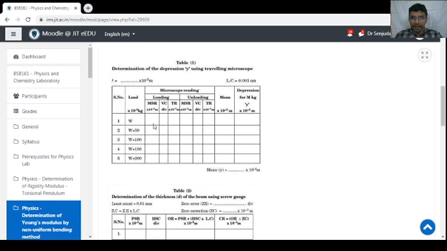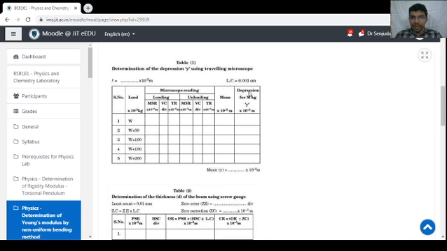In each and every case you have to measure the main scale reading and the vernier scale coincidence, and the total reading. You have to measure for loading as well as unloading. So W plus 50, W plus 100, W plus 150, W plus 200 you are measuring. Then with the same readings, one by one you are removing the load, and again you are measuring the microscope reading. The average between these two is written as the mean.